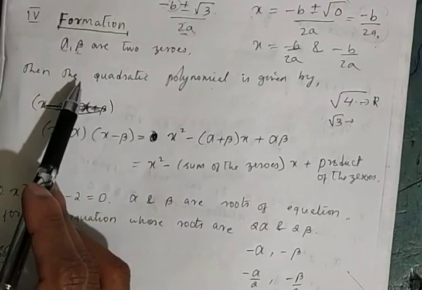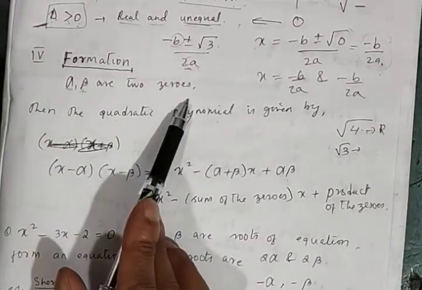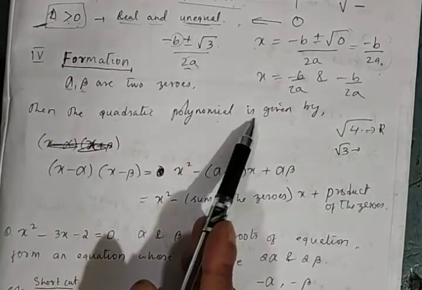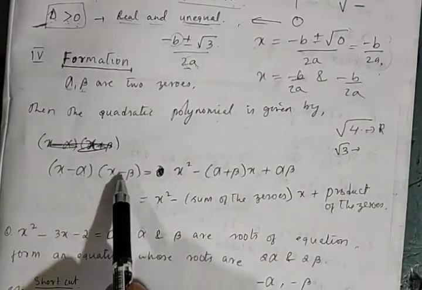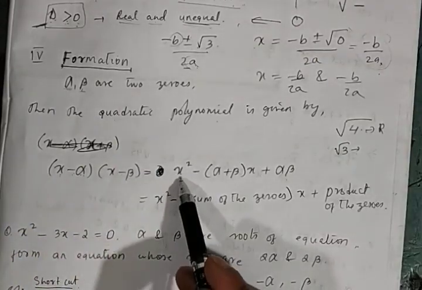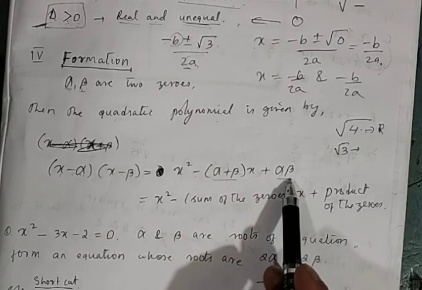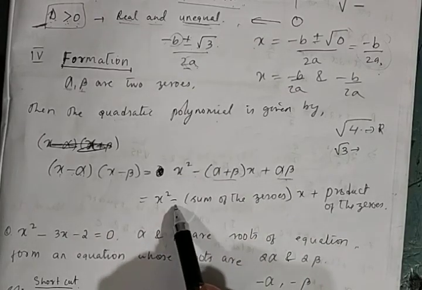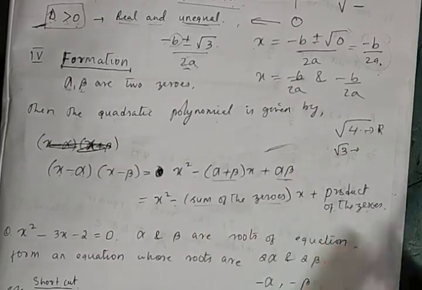For that you have to know the two zeros. So I have written here alpha, beta are two zeros. Then the quadratic polynomial is given by x minus alpha, x minus beta. You don't have to remember this much. Just remember this: x square minus (alpha plus beta) x plus alpha beta. That means x square minus sum of the zeros x plus product of the zeros. This is how you can form it.